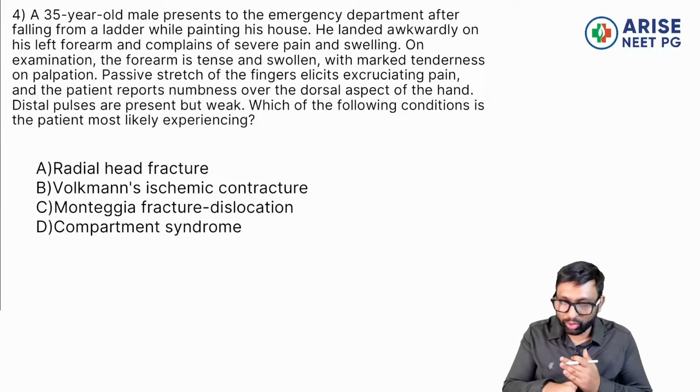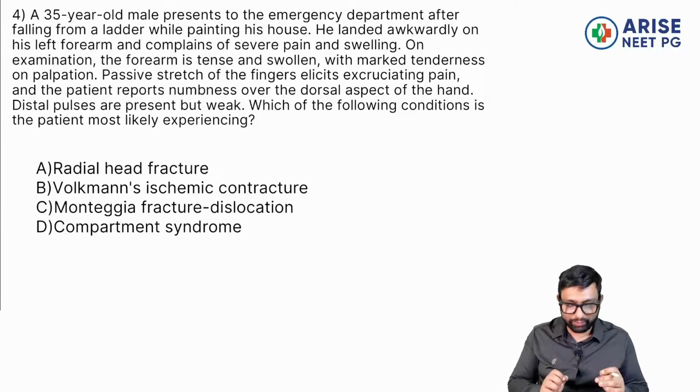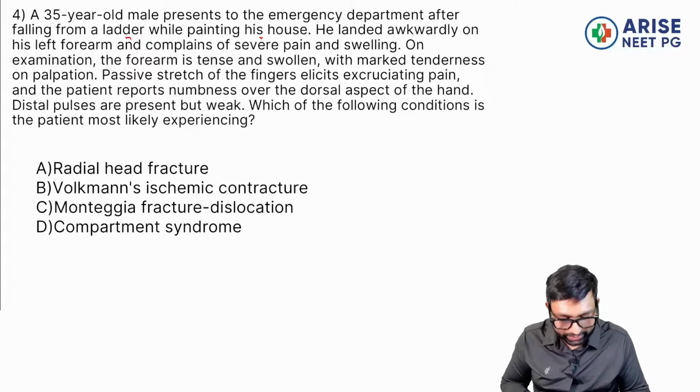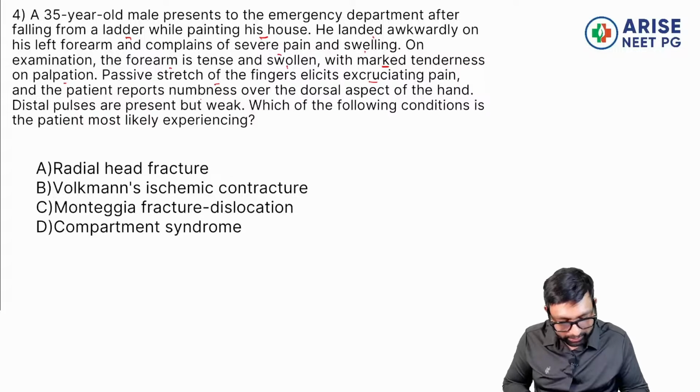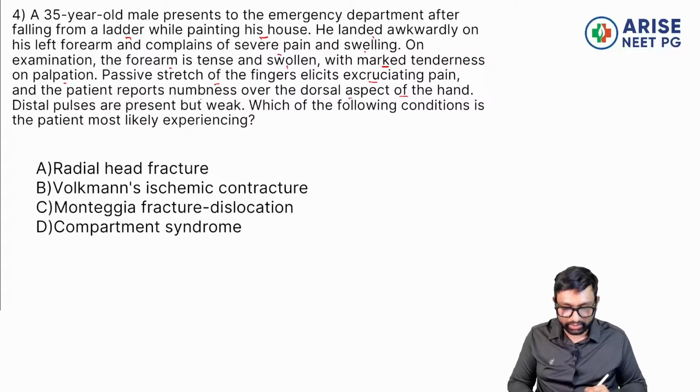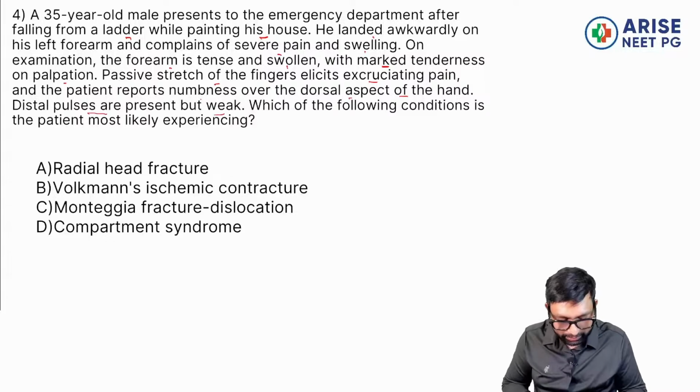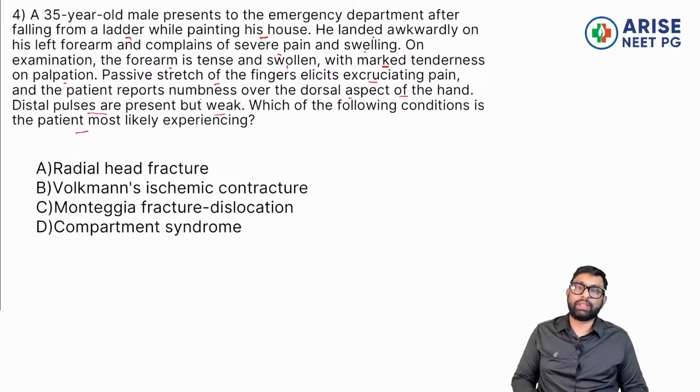So a 35-year-old male presents to the emergency department after falling from a ladder while painting his house. He landed awkwardly on his left forearm and complains of severe pain and swelling. On examination, the forearm is tense and swollen with marked tenderness on palpation. Passive stretch of the fingers elicits excruciating pain and the patient reports numbness over the dorsal aspect of the hand. Distal pulses are present but weak. Which of the following conditions is the patient most likely experiencing?